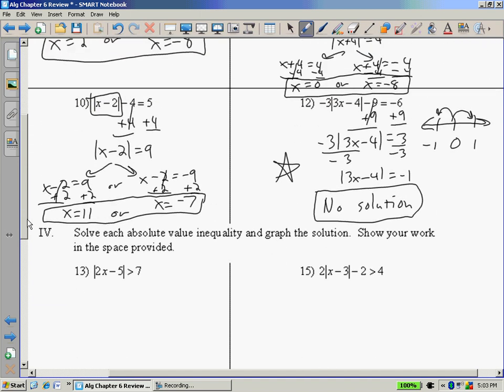So basically, when you get to this situation, if you have absolute value equals number, before you try to split it into two scenarios, you have to check, is this number a negative? If it is, there's no solution.